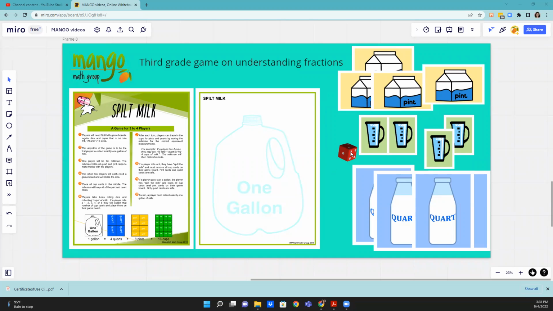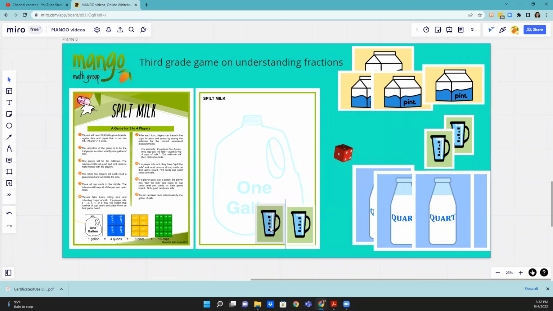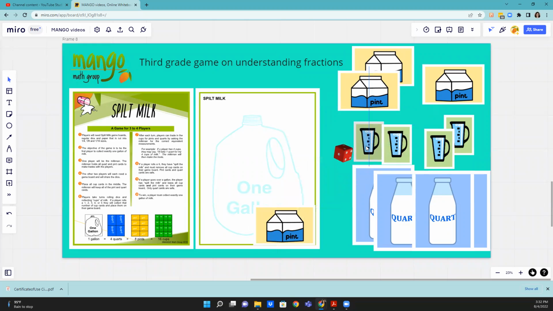So one student will roll a dice. They'll collect first that many cups. So they're always starting with cups and exchanging those out. So in this case, they grab two cups and then they can see, is there anything equivalent to those two cups? Well, a pint is equivalent to two cups. So they can take those cups out and exchange them for a pint. And they're working to cover this whole board, which is equal to 1 gallon.